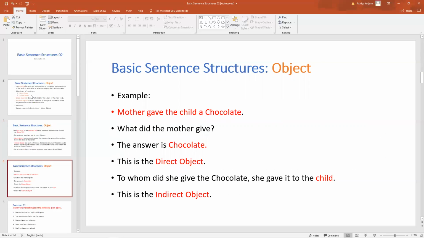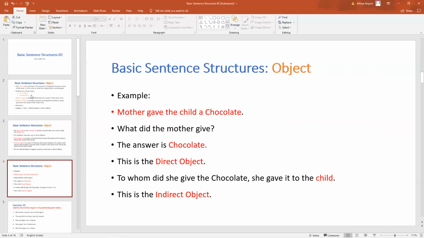All right. Now look at this. Mother gave the child a chocolate. So "mother gave a chocolate" will make complete sense. But if I say "mother gave the child," okay, what? What did the mother give the child? So what is your answer? The chocolate. So this is your direct object.